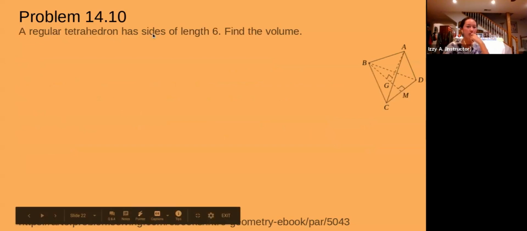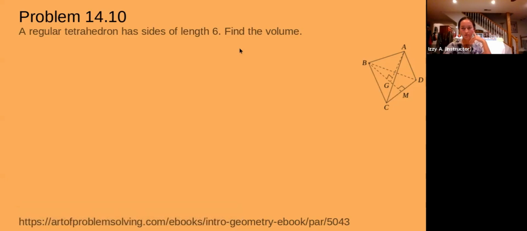So a regular tetrahedron has sides of length equal to 6, and you want to find the volume.